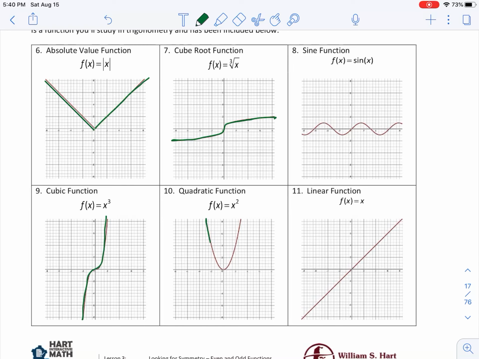You should know that the quadratic function is U-shaped. You should know that a linear function looks like a line. And you see that all of these things start at the origin.